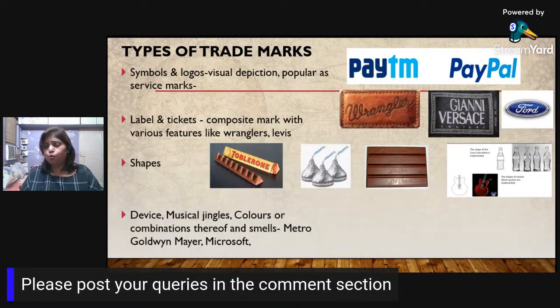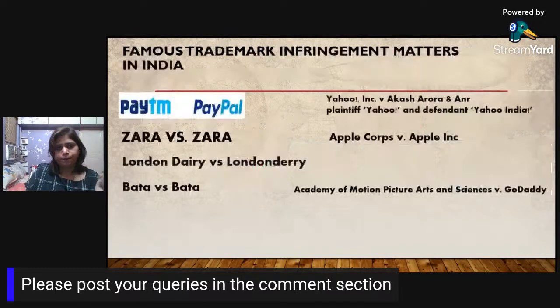These are different types, as you can see: symbols, logos depicted, Wranglers. Clothes have their own designs. Kit Kat, as you can see over here, Hershey's. That chocolate shape, it is trademarked. Toblerone is trademarked. So there are different types of trademarks. So long as you can prove that it is unique and people identify with it, the moment they see it they will know what it is, that's where the trademark comes into play.